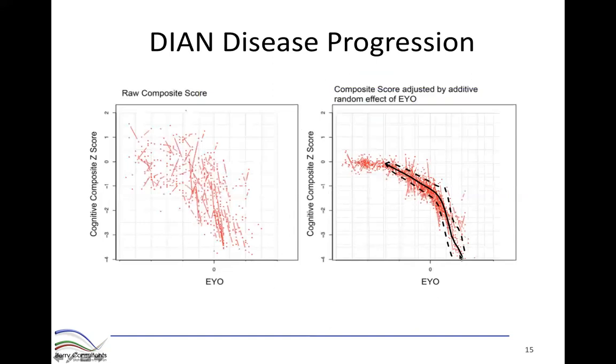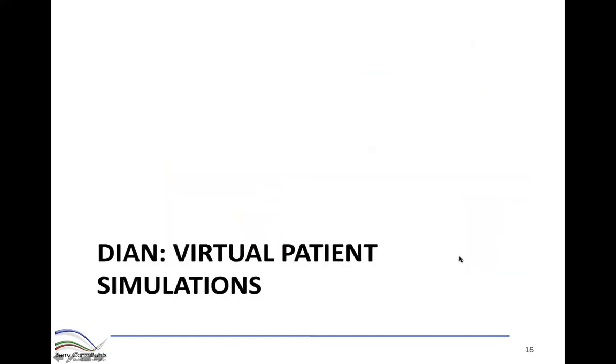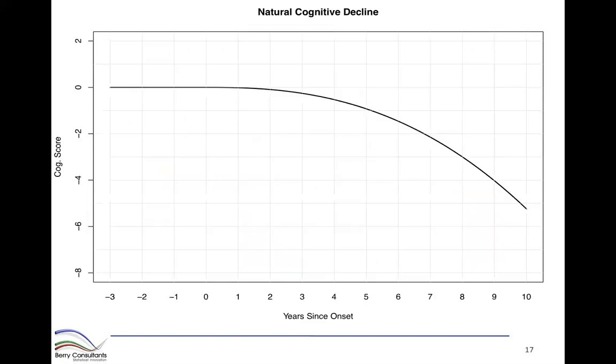And then we can draw our estimated average decline line using our monotonic spline function here. So now that we're able to summarize decline as a function of EYO, we want to use this model, the summaries of this model, and the variability around the estimates to simulate patients. I want to walk through a set of slides to show exactly how we simulate from this model.